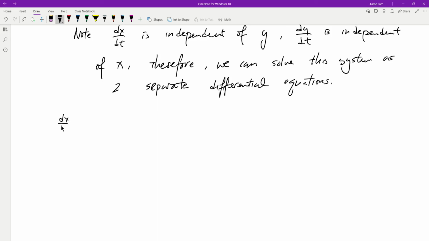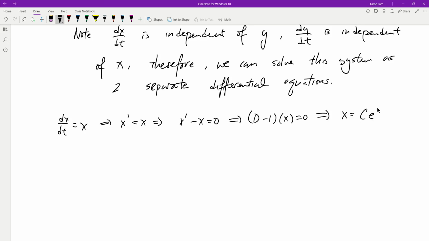So dx over dt is equal to x, which implies that x prime equals x. That means that x prime minus x is equal to 0. That means (D minus 1) of x is equal to 0, indicating that the characteristic root is 1. So therefore, my solution must be x equals c1 e to the t. And we're going to have two separate equations. I'm going to call this c1.